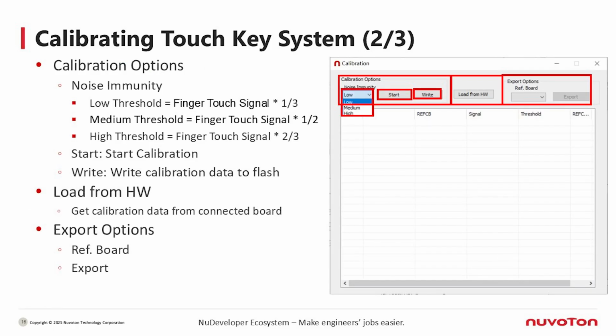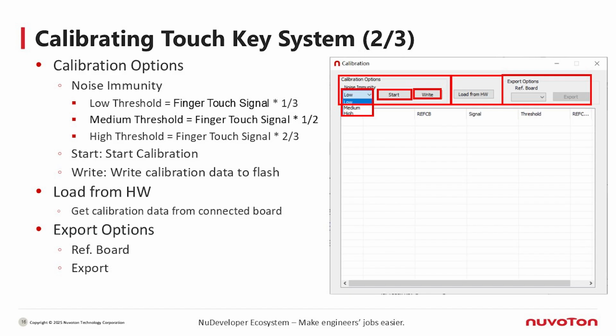Next, let's talk about the calibration window. First is the calibration option, which includes 3 buttons. Noise immunity sets the threshold for determining if a touch key has been pressed. There are 3 levels: low, medium, and high. Low indicates that the threshold is equal to 1/3 of the signal value. Medium indicates that the threshold is equal to 1/2 of the signal value. High indicates that the threshold is equal to 2/3 of the signal value.